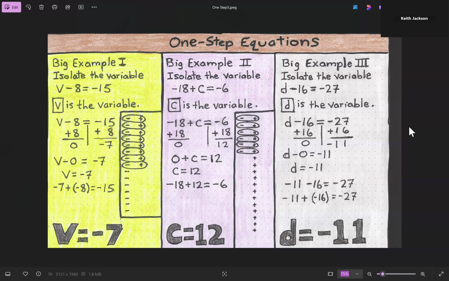In this third video in a series of videos related to one-step equations, we're going to be dealing with positive and negative outcomes, or positive and negative integer outcomes. And we have our three big examples to show you how to solve these particular one-step equations.